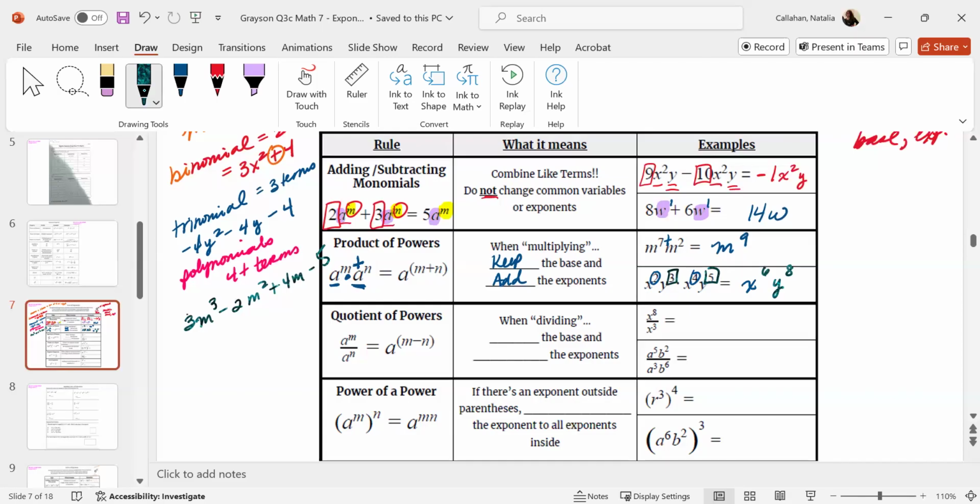Quotient of powers. We use the same base. You always move the smaller base up or down. But when you move it up or down, you have to change the signs. Okay? When dividing, keep the base and subtract the exponents.